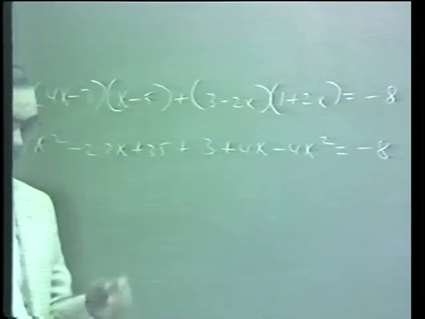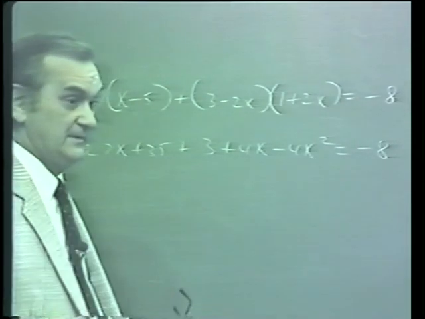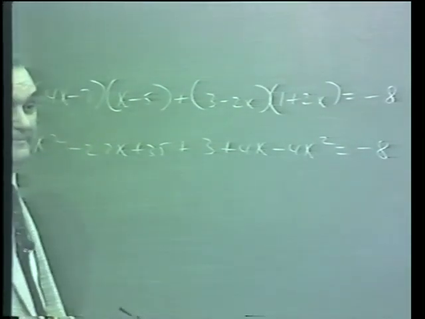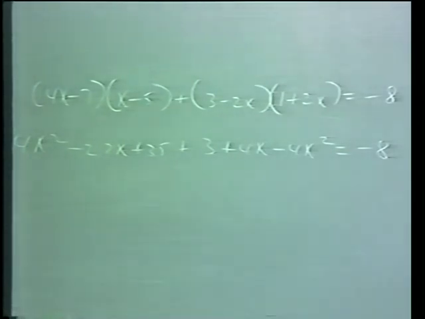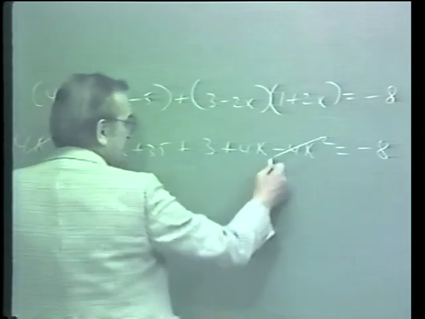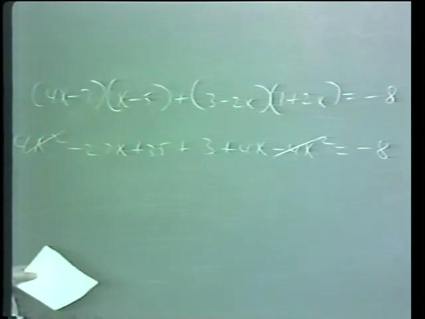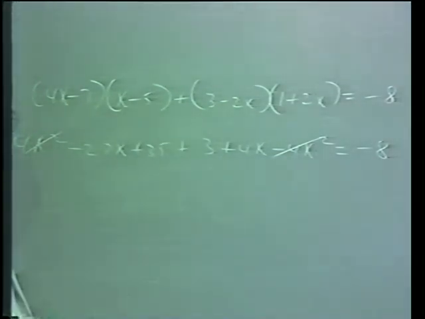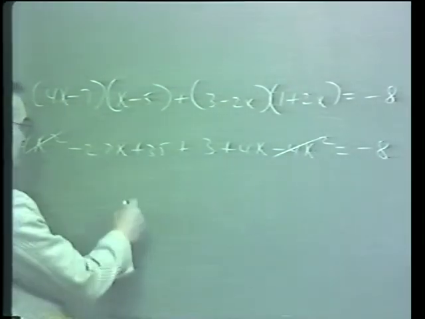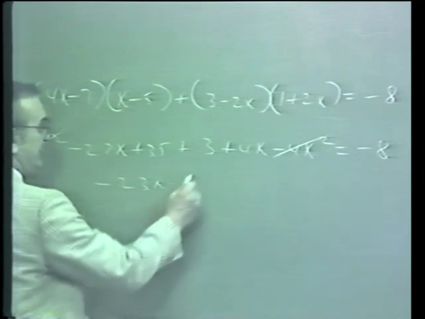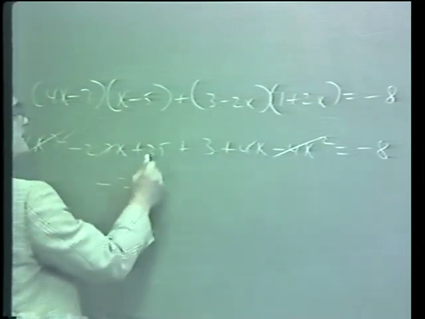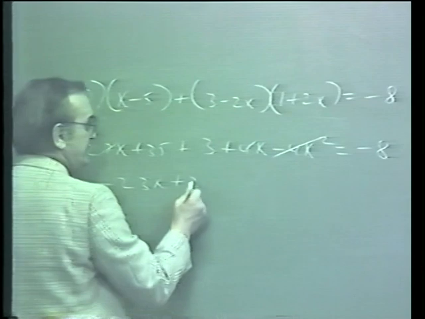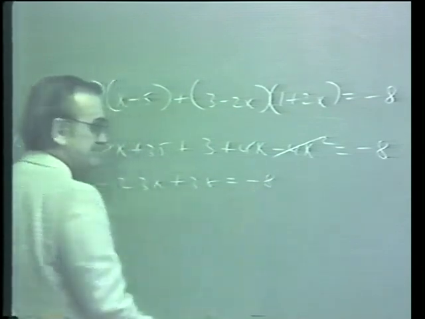Notice what we have in this problem. We have x squares. They better disappear. We better lose them because we don't know how to play with x squares until next week. Next week we get x squares. So if we combine like terms, sure enough, the 4x squares disappear. We have a negative 27 and a positive 4 gives us a negative 23x. We have a positive 38 equal negative 8.